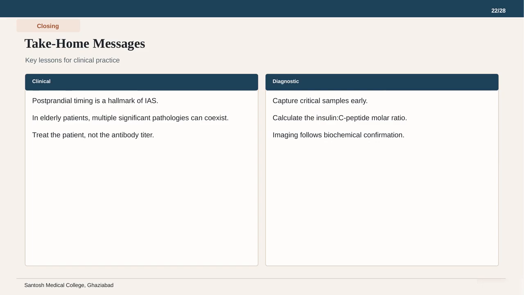On the clinical side, remember that strict postprandial timing is a major hallmark of insulin autoimmune syndrome. Furthermore, always keep in mind that elderly patients frequently harbor multiple significant coexisting pathologies, and you must treat the clinical symptoms of the patient rather than chasing an antibody titer.